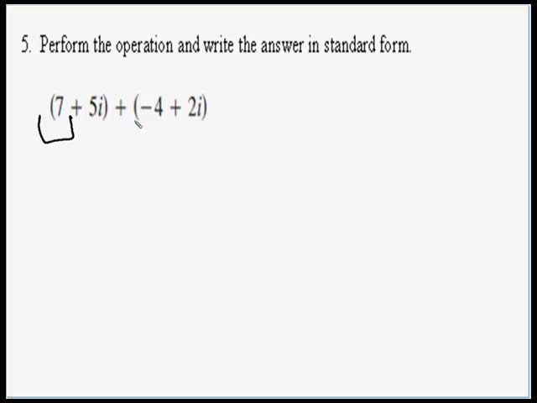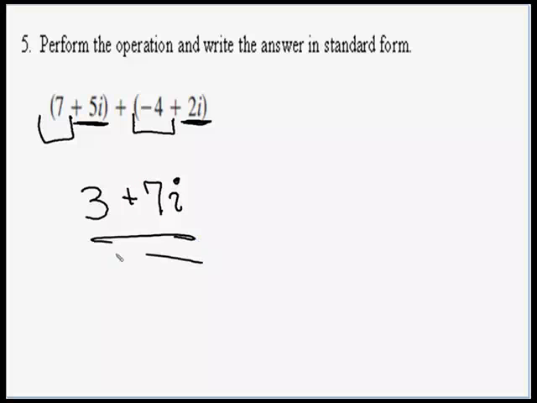This real component 7 plus this real component negative 4 comes out to a 3. We have a 5i and a plus 2i. That's plus 7i. 3 plus 7i is our final answer.